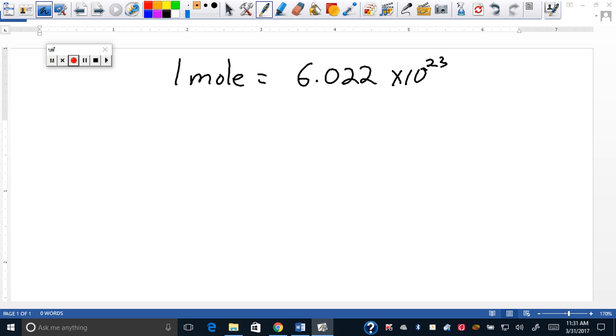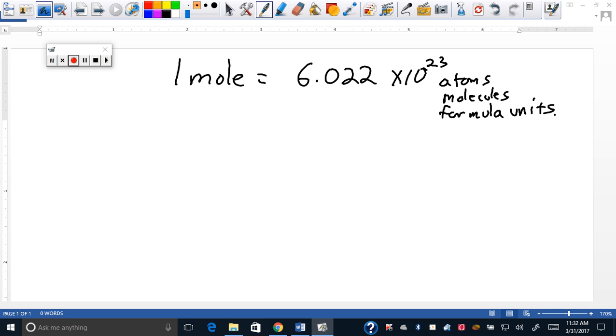Now, you can write down, when we're talking about chemistry, we're going to use the word atoms, or we're going to use the word molecules, or we're going to use the word formula units. All right? Now, you could talk about apples, giraffes, or popcorns, but for chemistry, 1 mole is 6.022 times 10 to the 23 atoms, molecules.